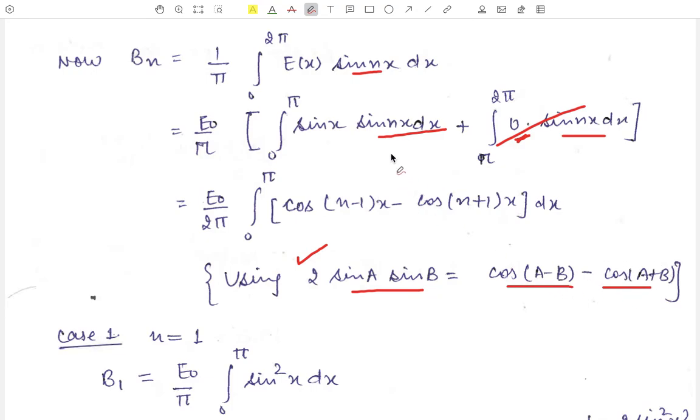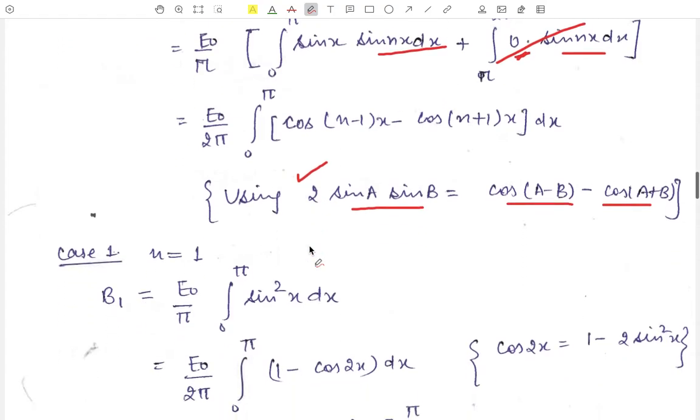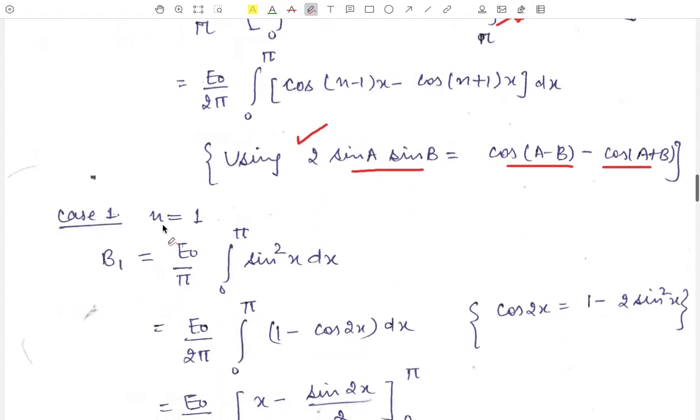Putting the value using the formula here, we get the integral of cos of (n minus 1)x minus cos of (n plus 1)x dx. But here we have a special case, for n equal to 1. Therefore, for n equal to 1, the value of b1 will be E naught upon pi integration 0 to pi sin square x dx.